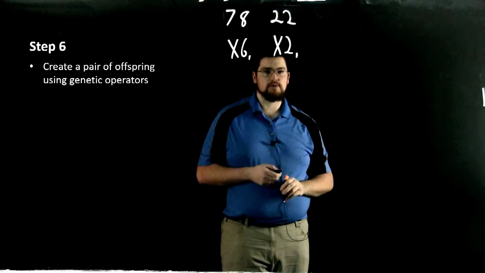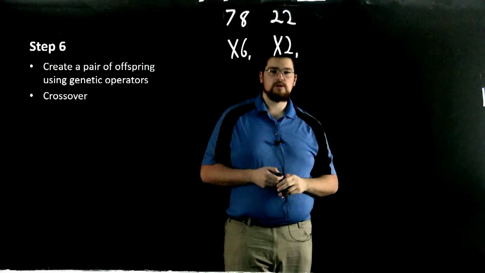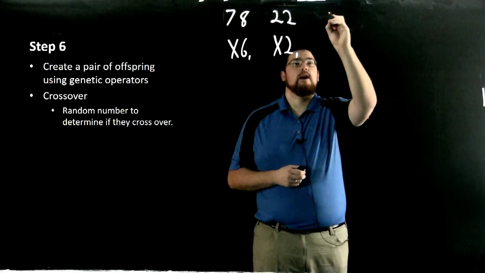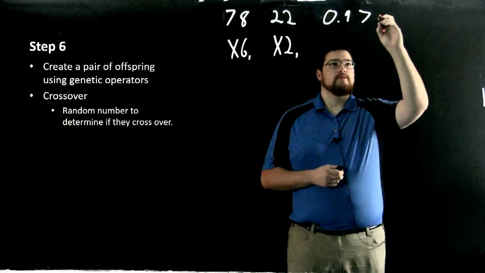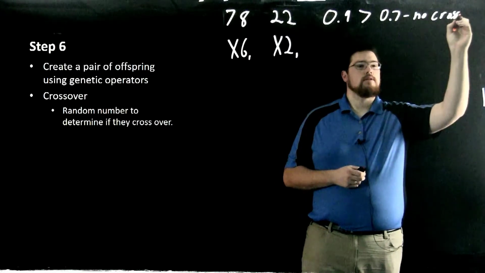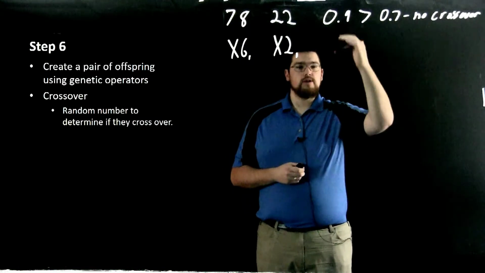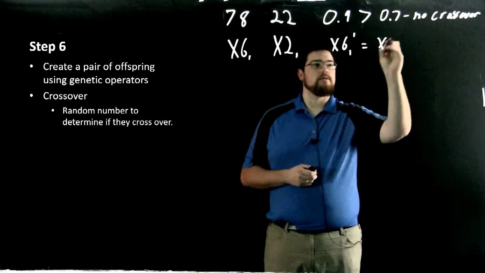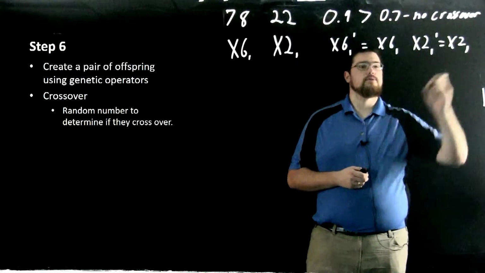Now that we have those pairs, we go to create the offspring using genetic operators. With crossover, we first pick a random number, this time between 0 and 1. Let's say the first time around, we pick 0.9. 0.9 is greater than our P sub c, which was 0.7, so this means no crossover. You do that once and move on, and this would then imply that x6 sub 1 prime is simply equal to x6 sub 1, and x2 sub 1 prime is equal to x2 sub 1.